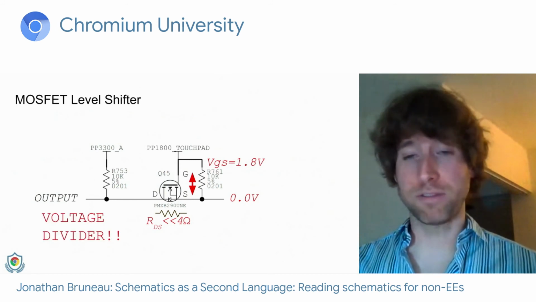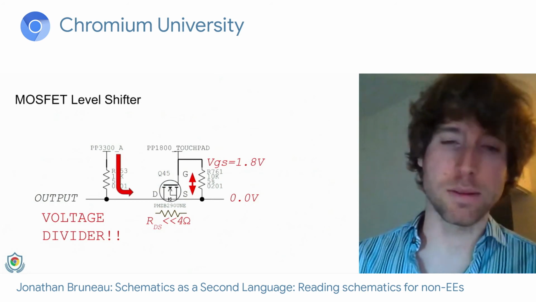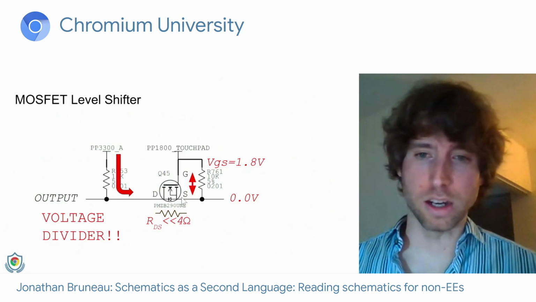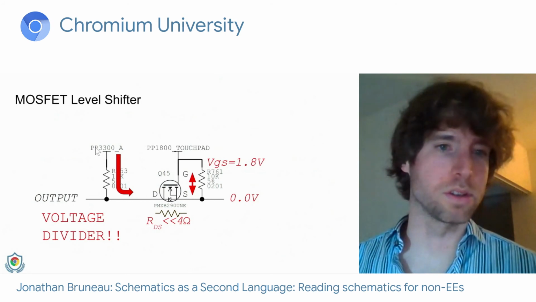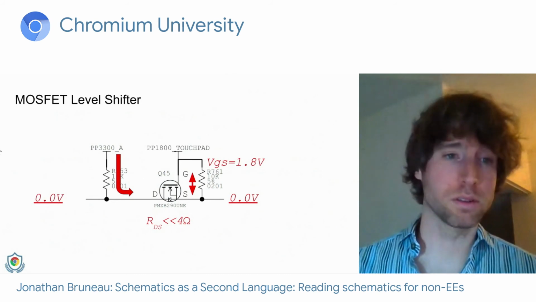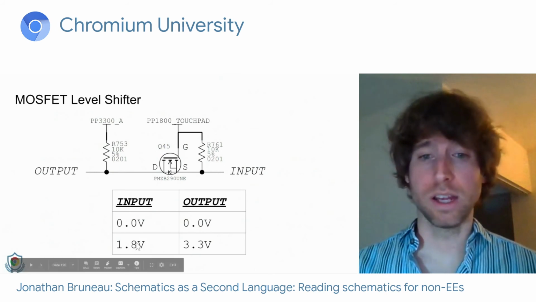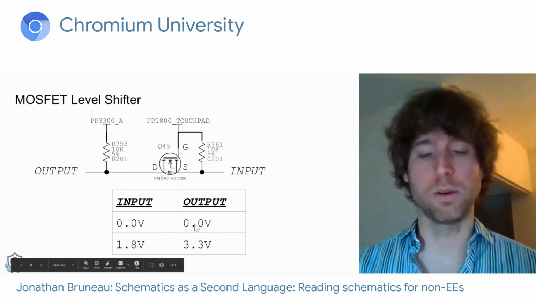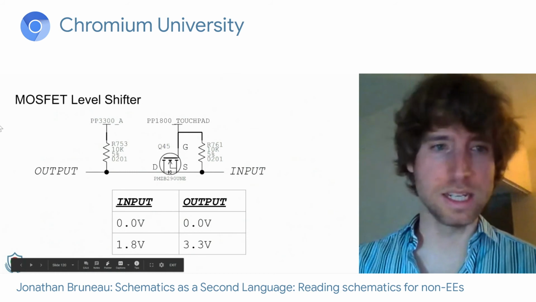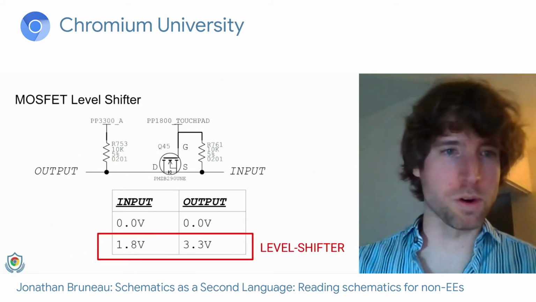Now we have a voltage divider again. I'll spare you the math. The high-level idea is that most of the energy goes from the 3.3 volt rail and across the transistor to 0 volts, which means that this wire here is also 0 volts. What we have now in effect is a level shifter. If I give it 0 volts, I get 0. But if I give it 1.8, my output is now boosted to 3.3 volts. Neat. But this circuit has one more trick up its sleeve.